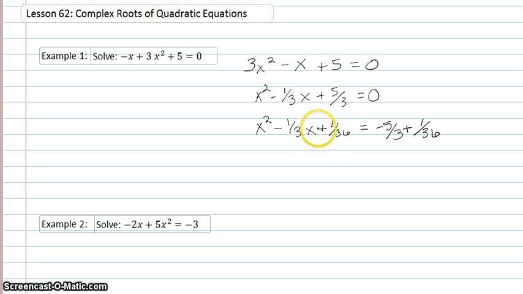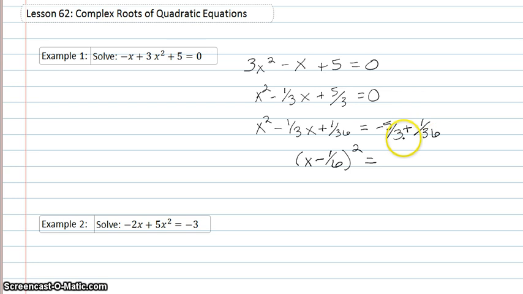Okay, and in my next step, I'm going to go ahead and write this as a binomial squared. So I'll have x minus, because our negative 1/3 was negative, so this will also be negative 1/6. And we're going to have that as squared. So we take half of that negative 1/3, and that's what is subtracted from the x. Okay, then it's equal to, and then we need to combine these terms, so I'll have to get a common denominator, which is going to be 36.